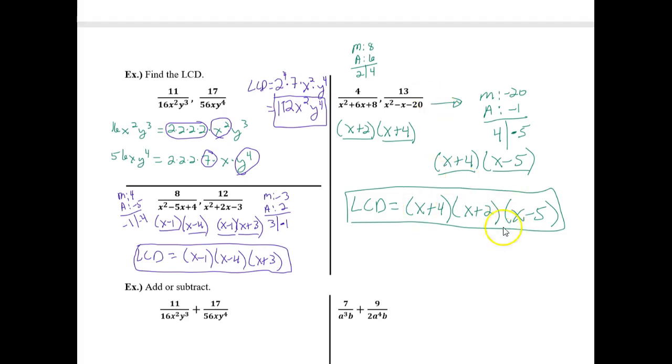In the next video, we're going to put that together and add rational expressions that do not have like denominators.